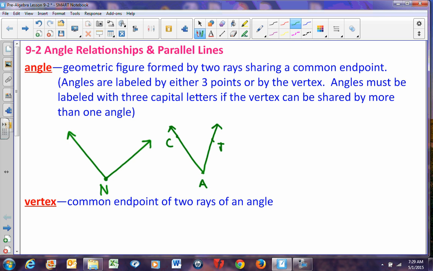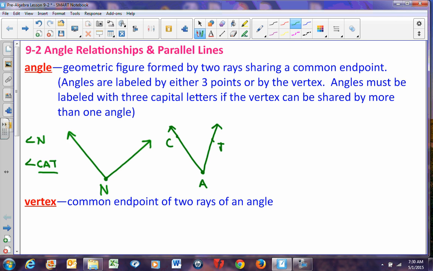If I was to name these, we have to give the angle symbol. This is angle N, and the angle over there is angle CAT. If you label an angle with 3 letters, the vertex must be in the middle. This letter must be in the middle. The vertex letter has to be in the middle. If it's labeled by 1 letter, it has to be the vertex letter that you label it with. If it's labeled by 3 letters, the vertex has to be in the middle of the label.